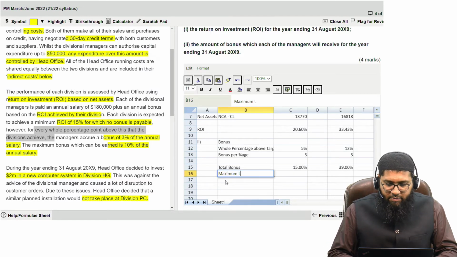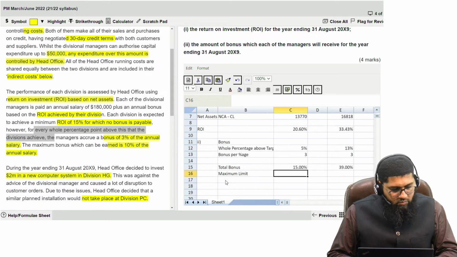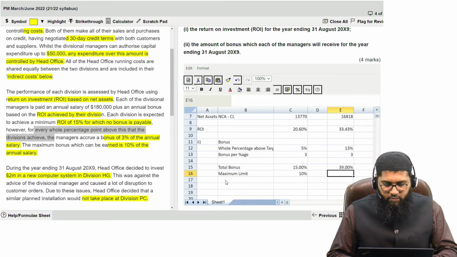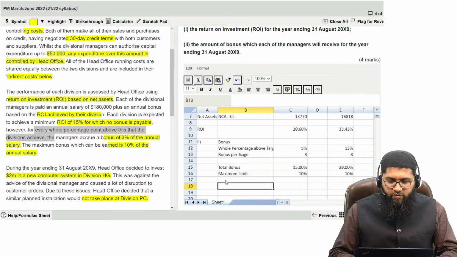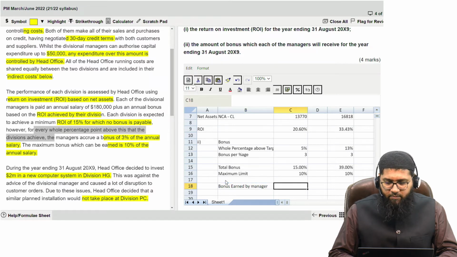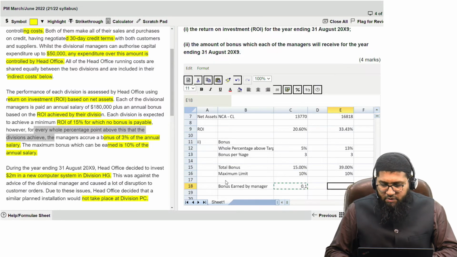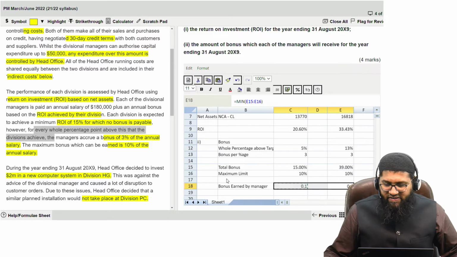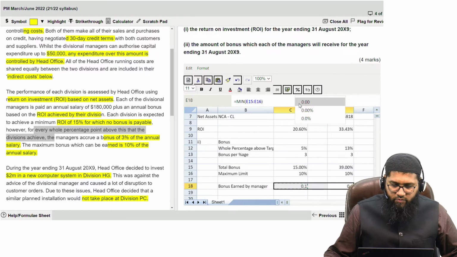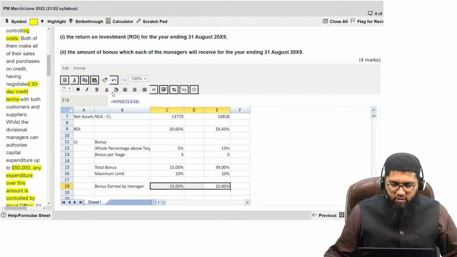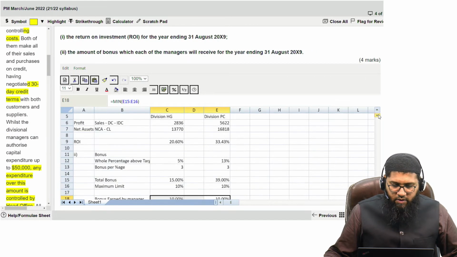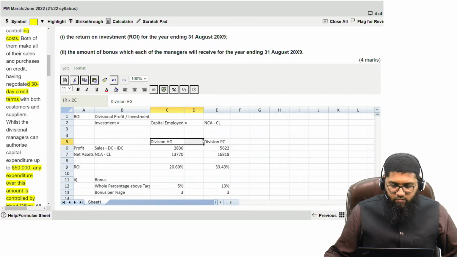Now, what actually happens is that the maximum limit is 10%. Hence, the bonus earned by the manager is the minimum of these two. Hence, it's the 10% that's the bonus that's earned. Now, I'll just take you through it. Let me know if you understand this. Do you understand this?